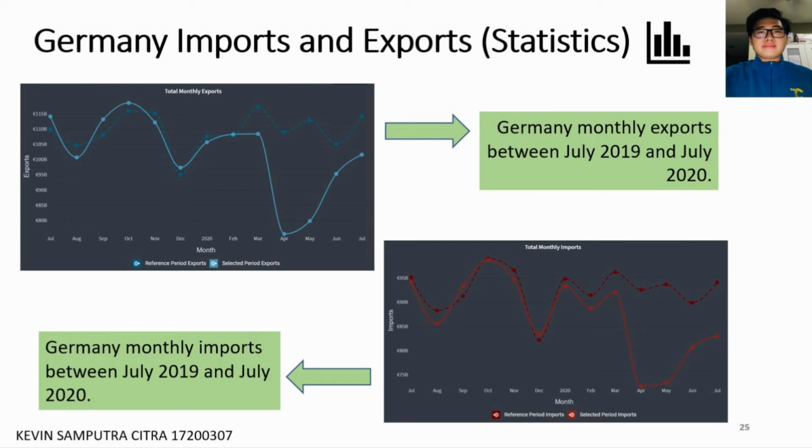On the right-hand side is the monthly imports between July 2019 and July 2020 for Germany. The import value in July 2019 was 94.2 billion euros and the import value in July 2020 was 83.1 billion euros. The highest import value was in October 2019 at 98.8 billion euros and the lowest value was in April 2020 at 72.7 billion euros, most probably due to coronavirus.